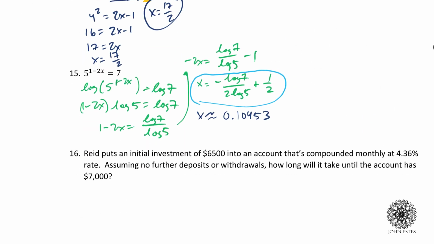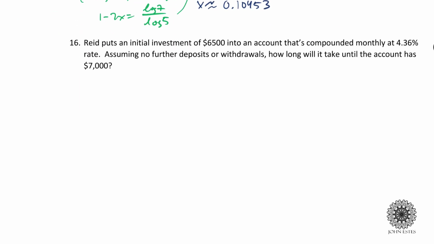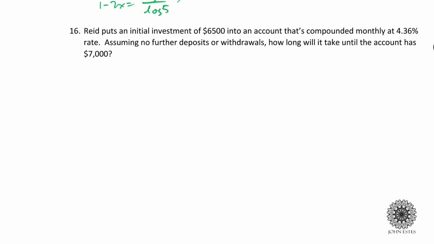Alright, so let's look at one more. We're going to go back to a financial question. This time Reed puts in an initial investment of $6,500 with monthly compounding at 4.36%. How long will it take for the account to accumulate to $7,000? And we're not putting any money in or taking it out, we're just leaving it alone.